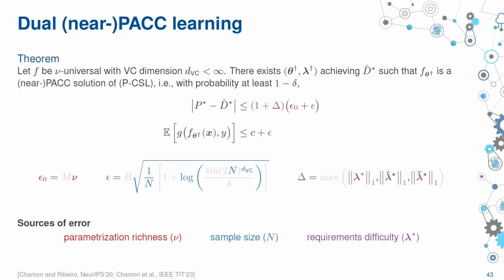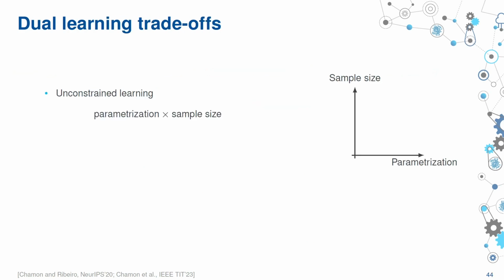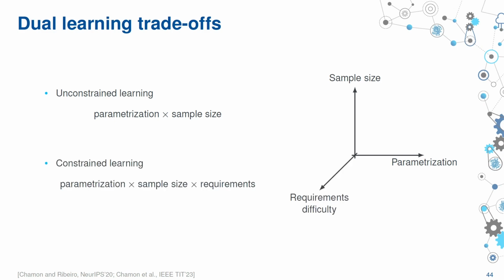Well, this was the intense part of the talk. I hope I did it a little bit of justice. There's a couple of remarks that I want to make about these results. The first one is the following. In standard learning theory, there are two axes of complexity, which are the sample size and the richness of the parametrization, okay? In constrained learning theory, there's a third axis of complexity, which is the complexity of the requirements, and that is unique to constrained learning theory, okay?